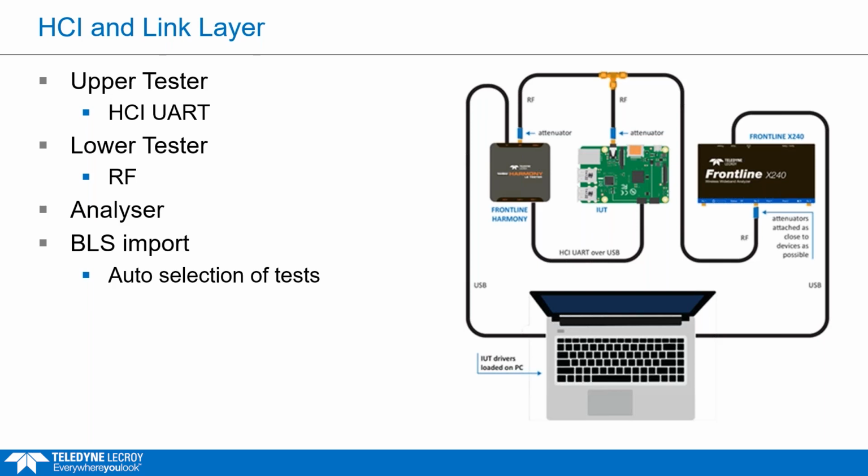Here we've got the Harmony, which is the HCI link layer tester. That's running the test, and the X240 on the right is used to capture the over-the-air signals. But it's worth mentioning a couple of definitions at this point. So the upper tester is connected to the DUT over HCI UART, and the lower tester is connected over RF, so it's looking at the RF signals.